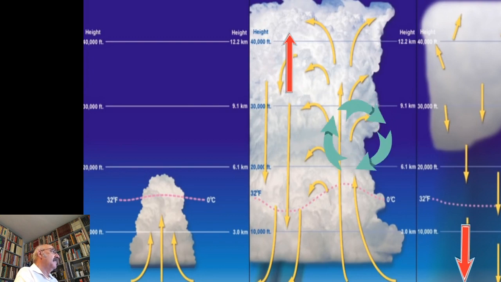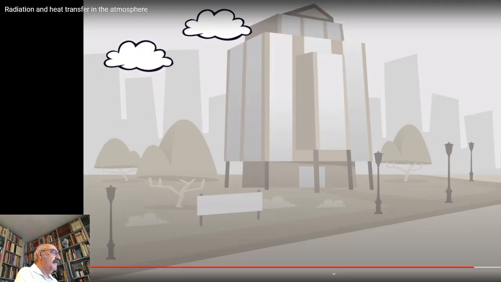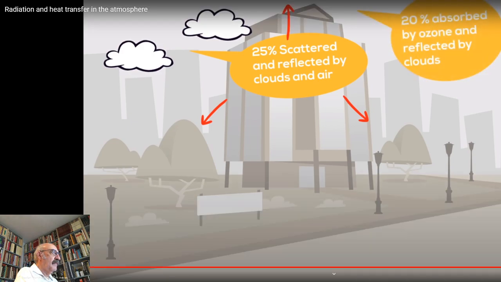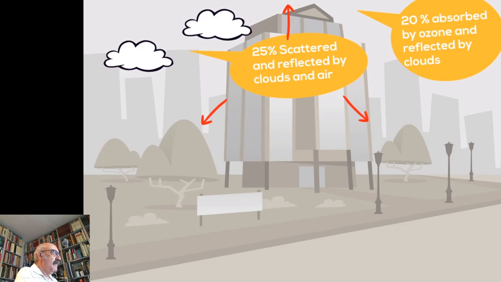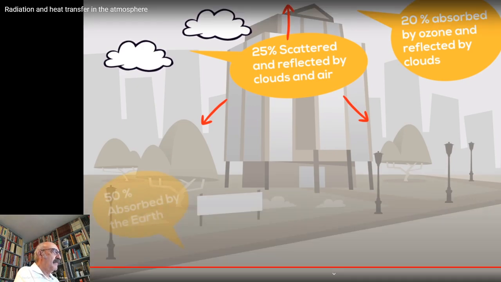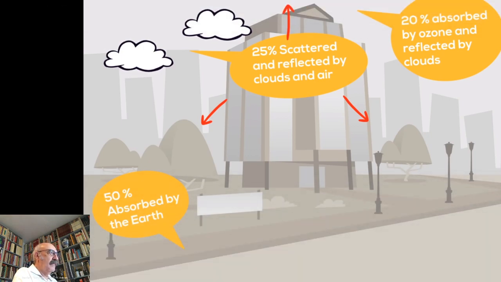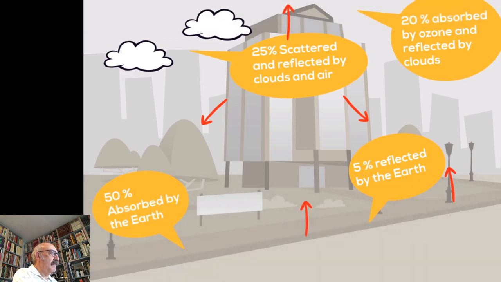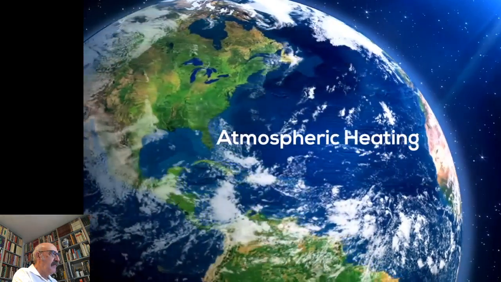Now, as this energy from the sun enters the atmosphere, several things happen. First, about 25% is scattered and reflected by the clouds and air. 20% is absorbed by the ozone, clouds and atmospheric gases. About 50% is absorbed by the Earth's surface, and 5% is reflected by the Earth's surface. So all of this working together, the radiation, the conduction, the convection, and then the sun being either reflected, scattered, or absorbed, causes atmospheric heating.